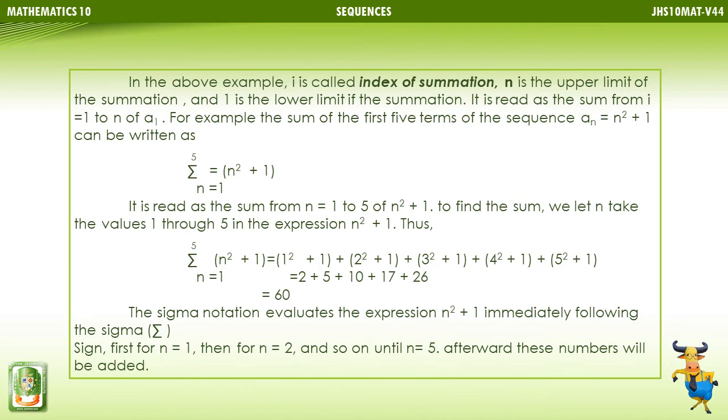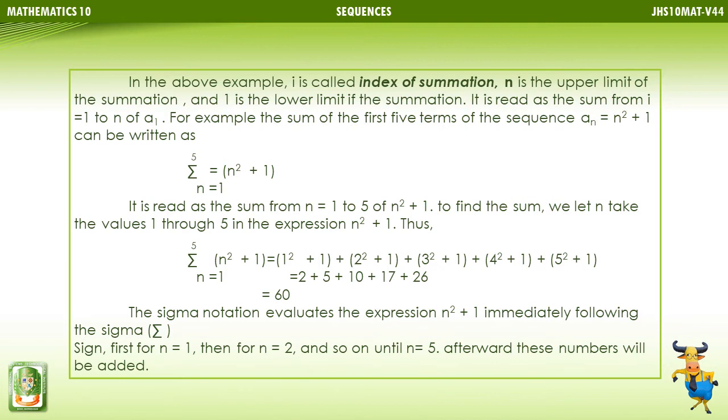To find the sum, we let n take the values 1 through 5 in the expression n squared plus 1. Thus, the summation from n equals 1 to 5 of n squared plus 1 equals 1 squared plus 1, plus 2 squared plus 1, plus 3 squared plus 1, plus 4 squared plus 1, plus 5 squared plus 1, equals 2 plus 5 plus 10 plus 17 plus 26, equals 60.